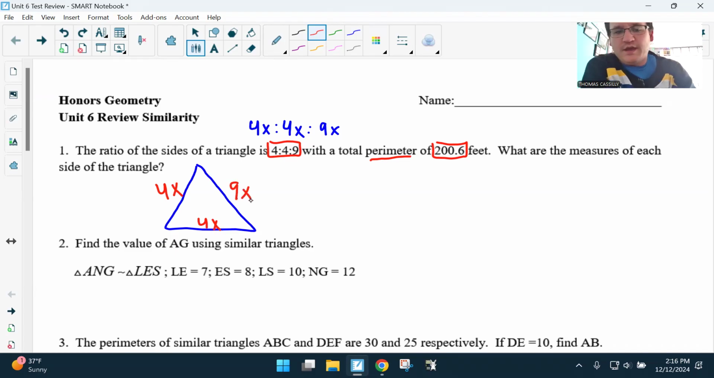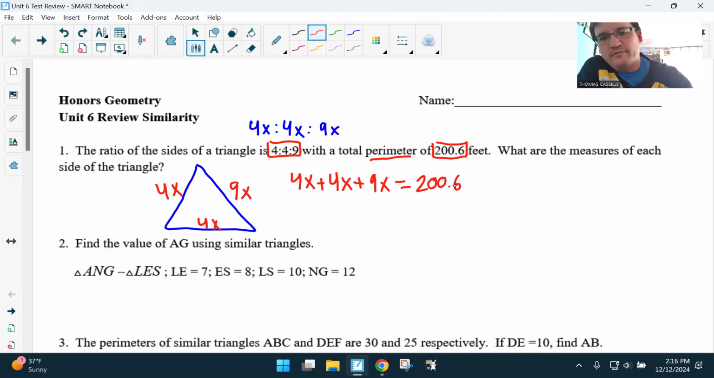So what I can do is take all of those and add them together: 4x plus 4x plus 9x. You add up all three of those sides, that is going to equal the perimeter, 200.6. What does that give me? 8 plus 9, that's 17. 17x equals 200.6. Divide away the 17, and we're going to get some number. I have no idea what that is. 200.6 divided by 17 is 11.8.